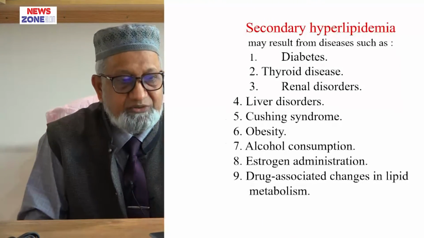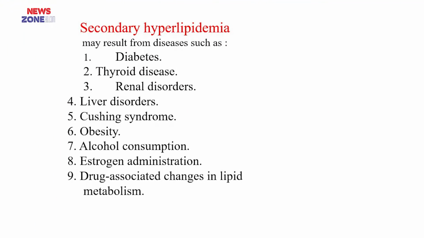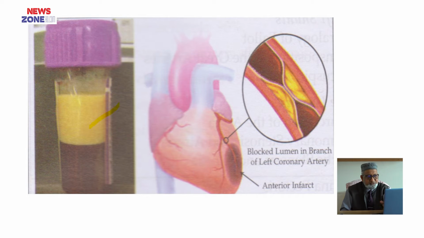Primary hyperlipidemias are genetically based, but there are lots of secondary causes, especially diabetes mellitus, thyroid disease, renal disorders, liver disease, alcohol consumption, estrogen administration, and drug-associated changes in lipid metabolism. You can see, just by collecting blood in a test tube and waiting for minutes, the level of lipids, how much.